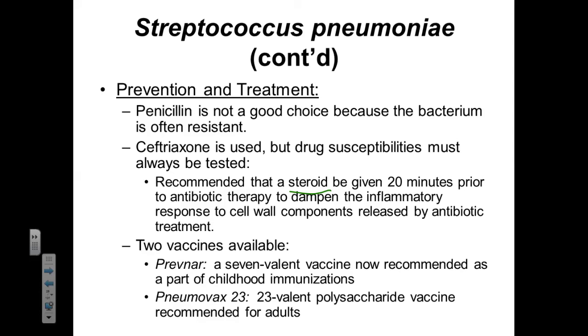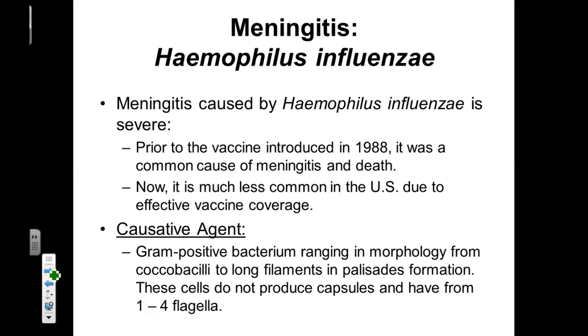There are two primary vaccines which are used right now to help prevent Streptococcus pneumoniae causing meningitis. One is Prevnar. It's a 7-valent vaccine, which is now currently recommended as part of the regular battery of childhood immunizations. And we also have Pneumovax 23. This is a 23-valent polysaccharide vaccine, and this is the version that is recommended for adults.